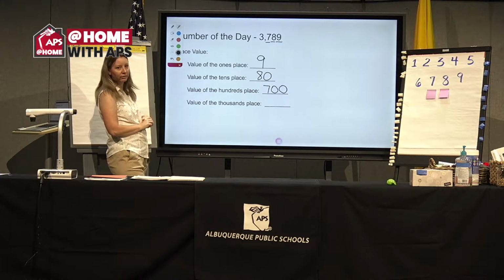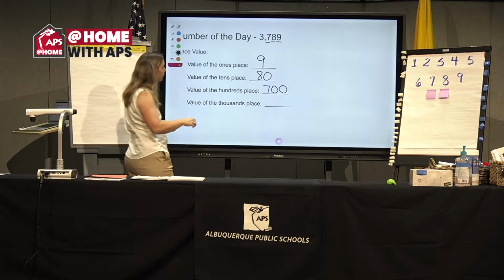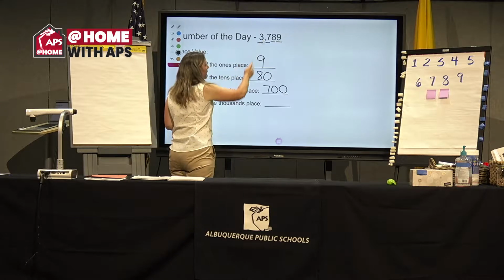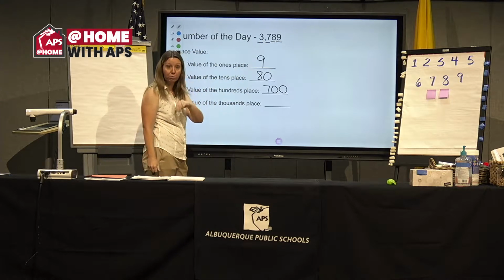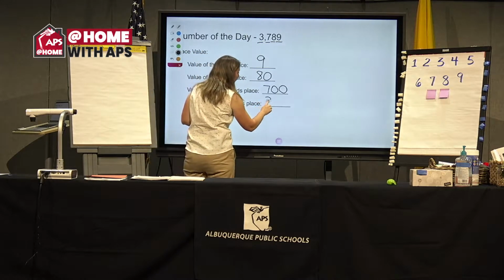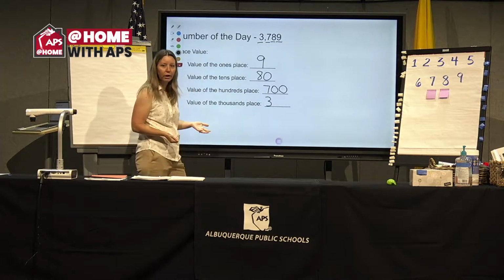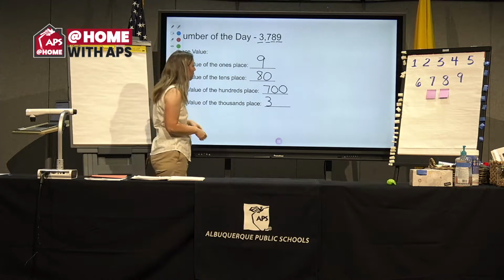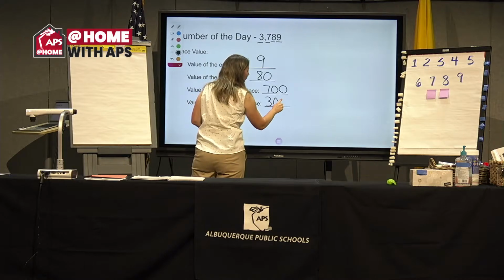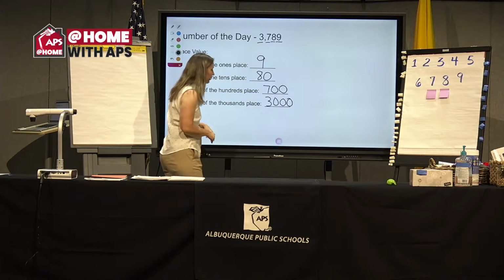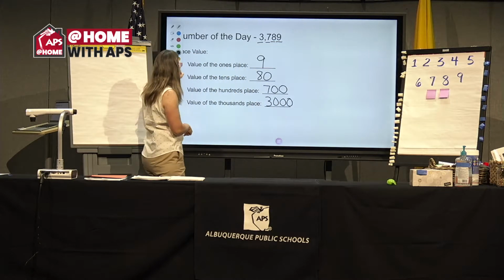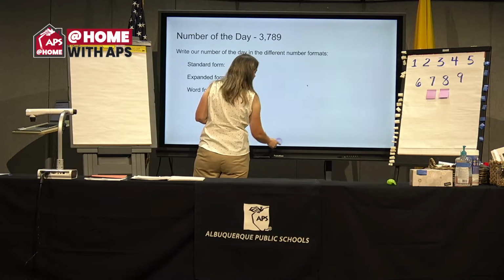Value of the thousands place. So we had that 3,000, or those 3 cubes, remember? And we said how many was in each cube? 1,000. So we would move that on, and we have 3,000.